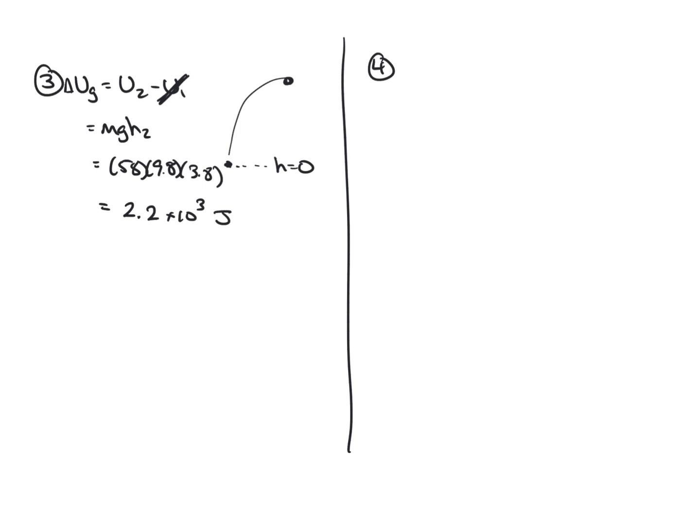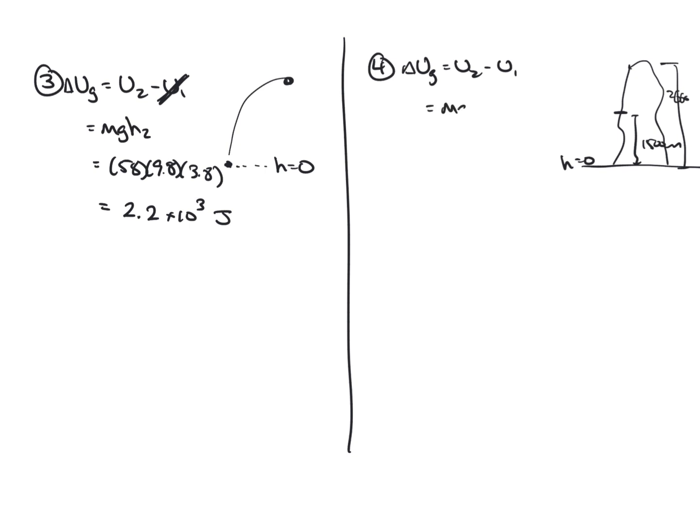Part A is the same as before. So we'll have the mountain. The hiker will start here, which is 1,500 meters high, and they'll end at the peak, 2660. So why don't I just make the reference the bottom of the mountain? So delta U is U2 minus U1. It'll be mgh2 minus mgh1. And if you factor out mg, you get mg times h2 minus h1, which is delta h, actually.